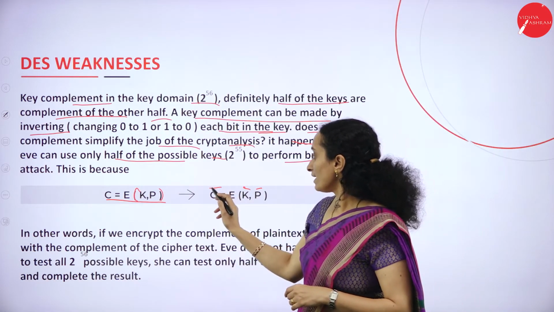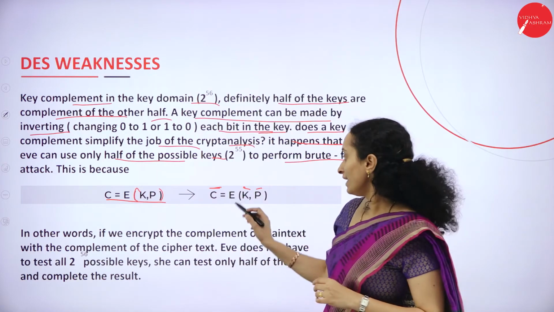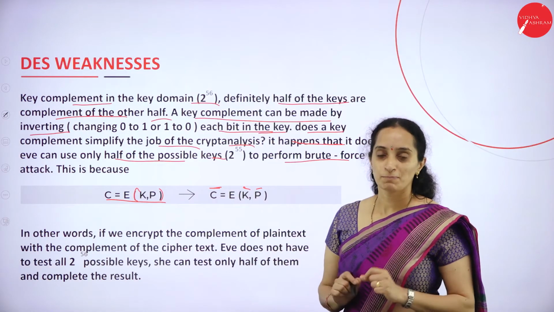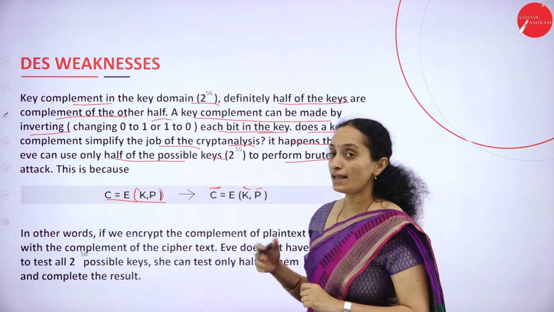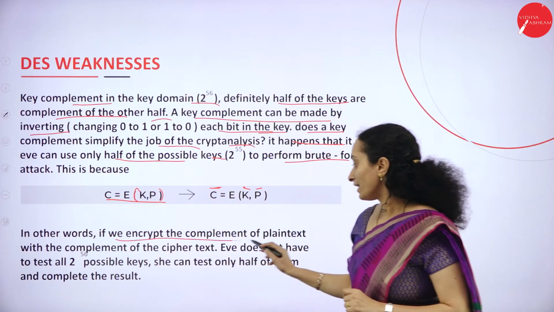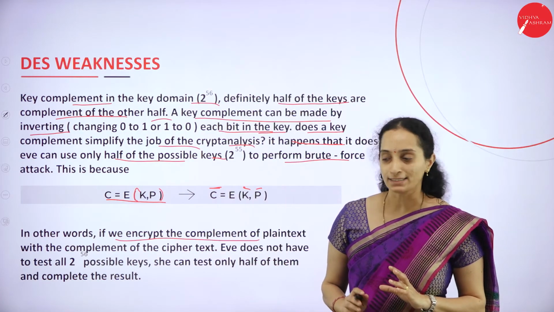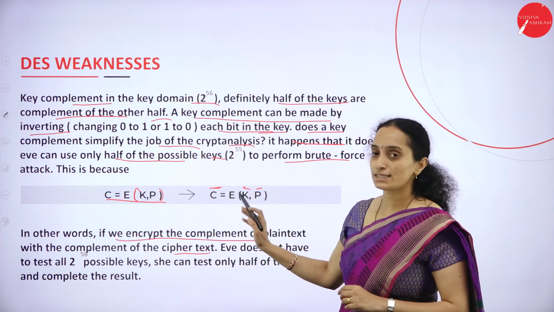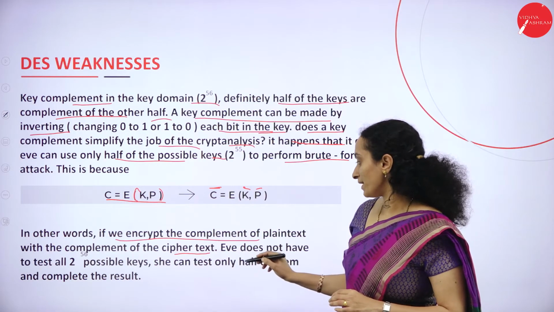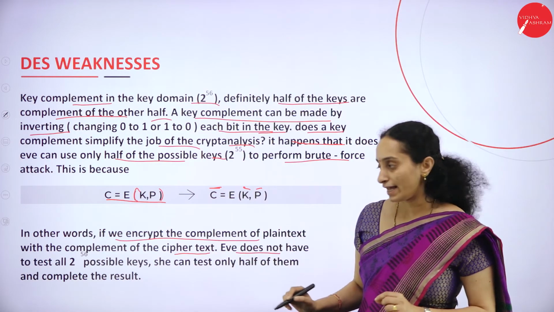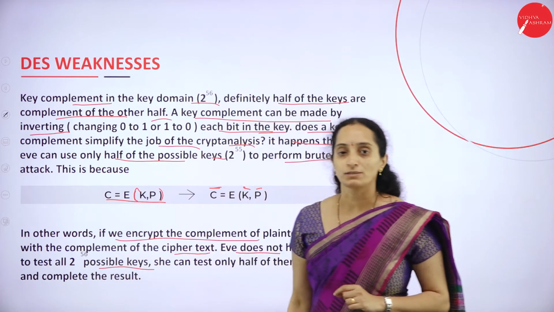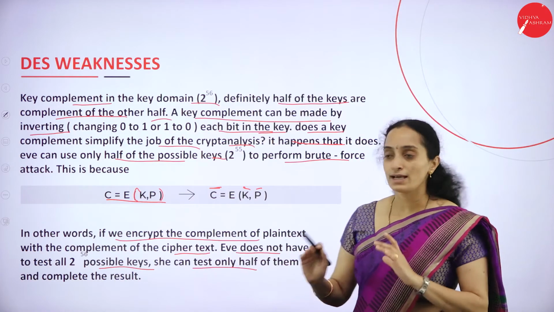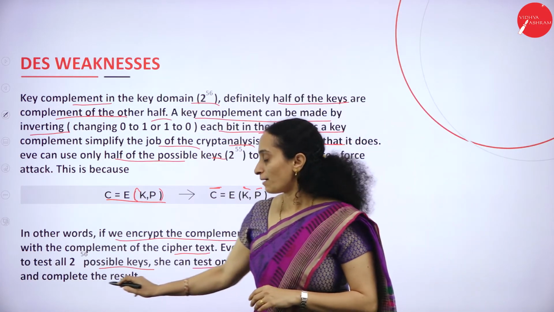We have C complement equals E of K complement, P complement. Alright. In other words, if we encrypt the complement of the plain text with the complement of the key, we get the complement of the ciphertext. Eve does not have to test all 2 to the power of 56 possible keys. She need not use all the keys. She can test only half of them and complete the result.